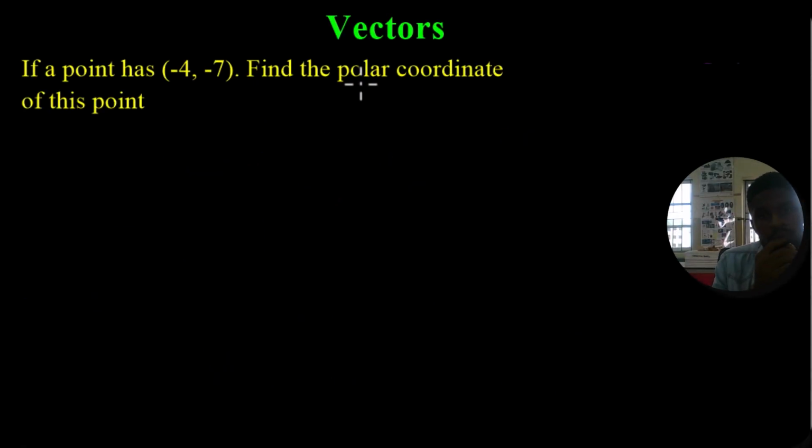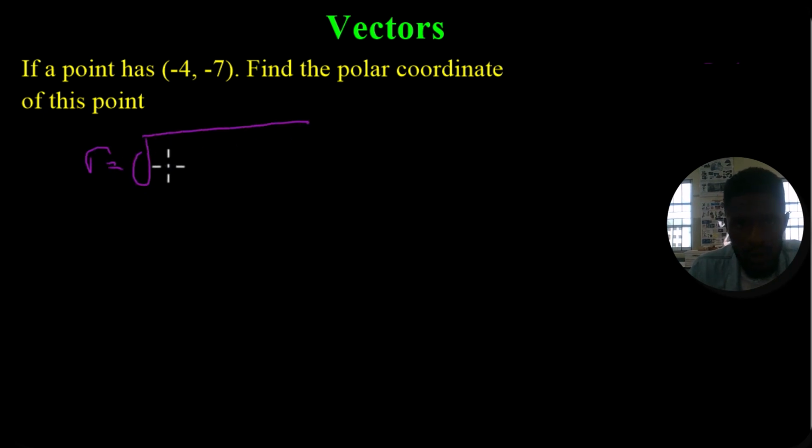So we've been given a point (-4, -7), and we have to find the polar coordinates of this point. Originally it has been represented using our rectangular coordinate system, or simply a Cartesian coordinate system. So first thing, finding r. r will simply be equal to the square root of 4 squared plus 7 squared. The reason I'm neglecting the negative symbol is that when you square a negative number, it always returns a positive number.